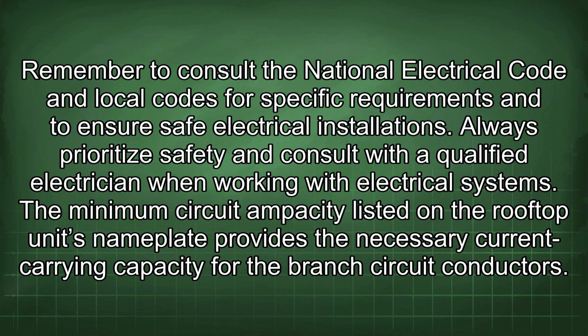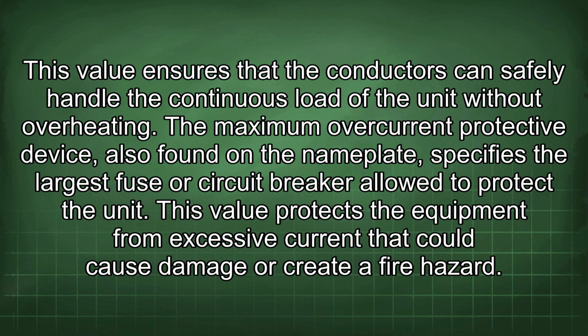The minimum circuit ampacity listed in the rooftop unit's nameplate provides the necessary current carrying capacity for the branch circuit conductors. This value ensures that the conductors can safely handle the continuous load of the unit without overheating. The maximum overcurrent protective device, also found on the nameplate, specifies the largest fuse or circuit breaker allowed to protect the unit. This value protects the equipment from excessive current that could cause damage or create a fire hazard.